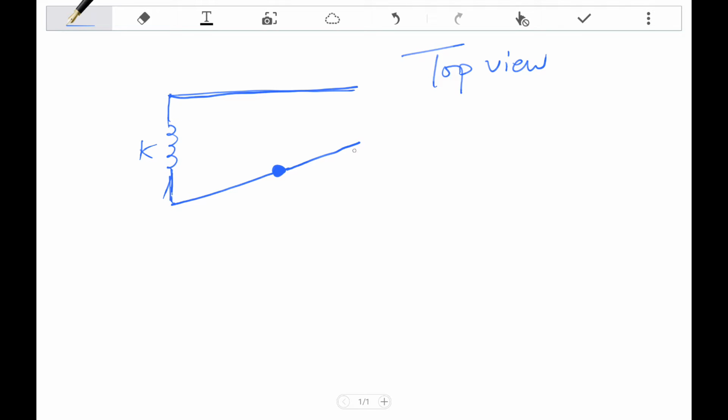It's not a door, but basically a rod that rotates accordingly with the spring. So it's free to rotate in the horizontal plane, right? And the K value is given. The K value is 2,000 newtons per meter.